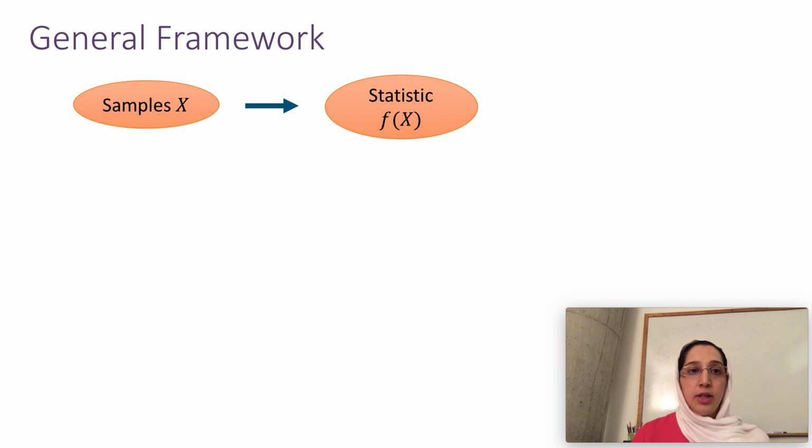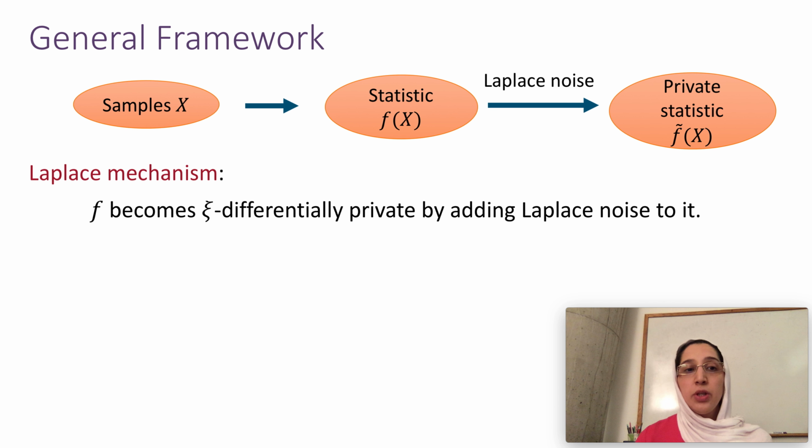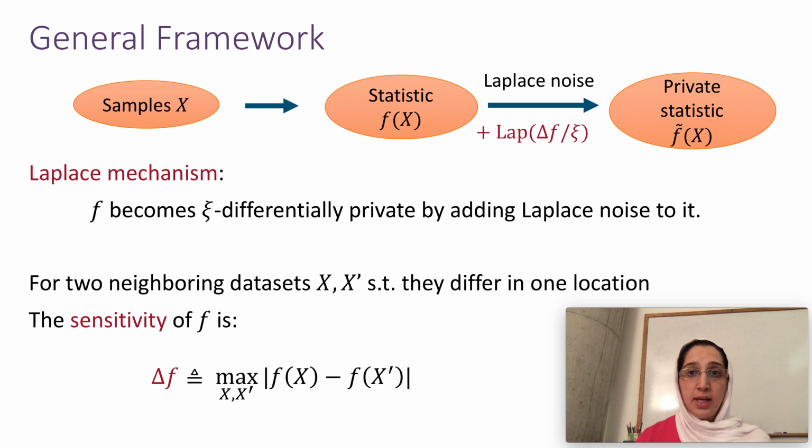Our general framework is similar to most statistical tests. We have a sample set X. We compute a statistic f of X, which is a function of X, and using a standard technique in differential privacy, the Laplace mechanism, we add noise to the target statistic to make it private. The magnitude of noise that we need to add to our statistic depends on the sensitivity of the statistic f, which is essentially the maximum difference of f when we change the input by a little bit.